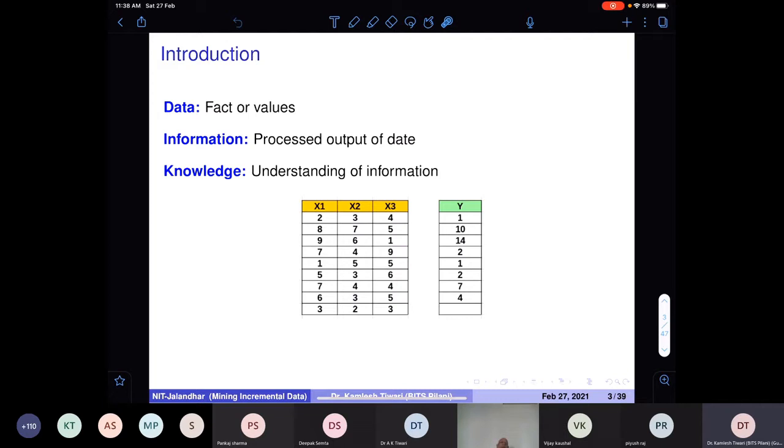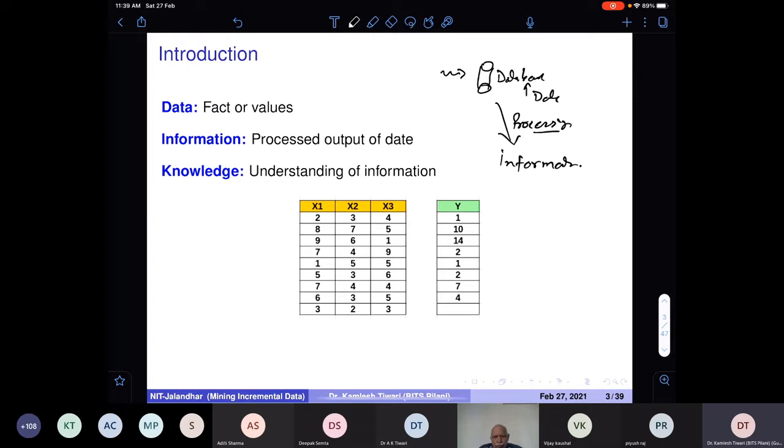What do I mean by this? Let's assume that some facts are given to you, and you are storing them in your database. Database means it contains data. Now you apply some kind of processing, and when you apply processing, you get information.